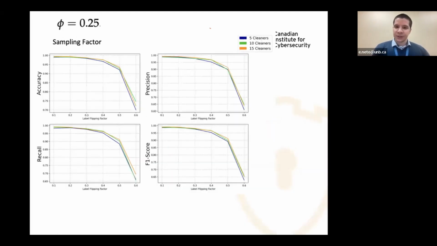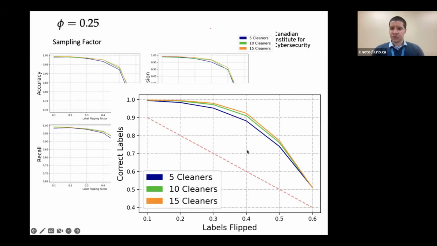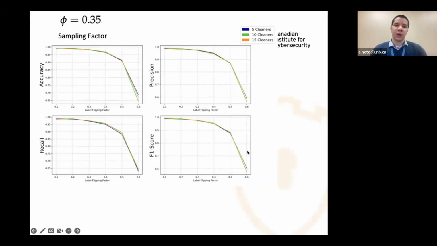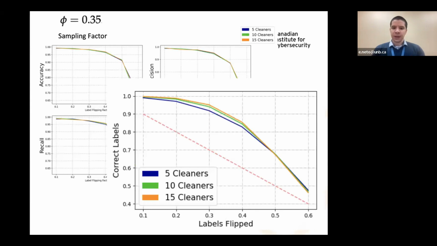When you increase the sampling factor, there's a bit of a difference here. The lines are much closer; the difference is not as significant as before. So we see that 15 cleaners still seems to be better overall, but they are closer. Same here, we see the distance is reduced. And finally, when you think about the 0.35 sampling factor, they are very close. That's pretty much what we see in terms of the results, and in terms of the recovery as well.